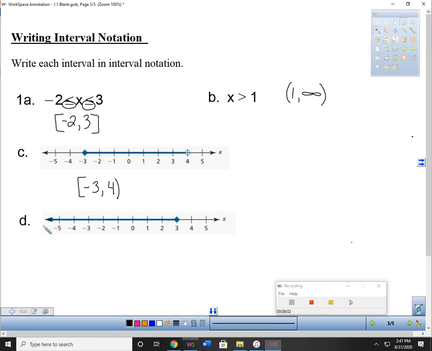So on part D, this is unbounded, right? So I know that I'm starting somewhere and I'm stopping here. Since this is going all the way to the left, that would be negative infinity with a parenthesis, comma, 3 is where I stop, and 3 has a shaded in circle, so I would put a bracket.